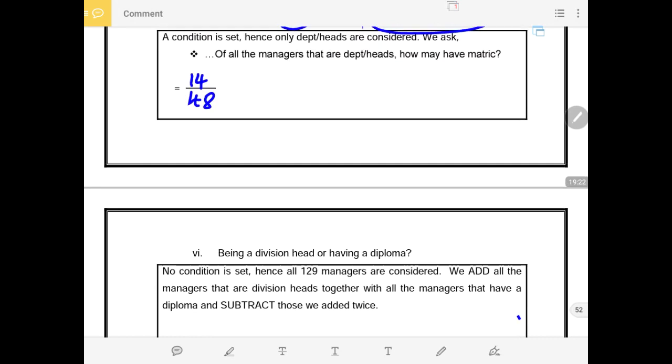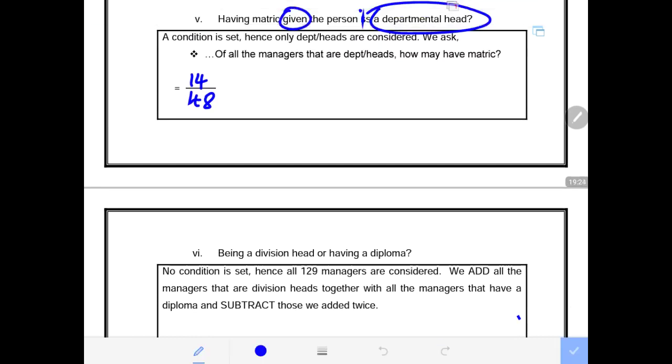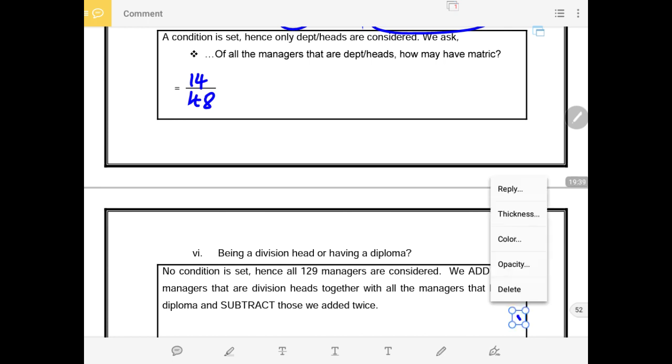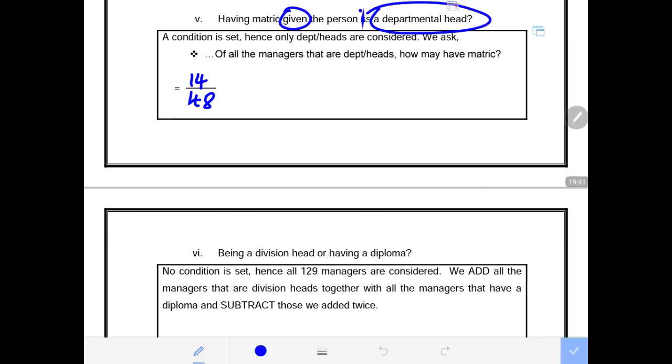Let us look for the second one. Being a division head or having a diploma. Do you see the word or? I said to you that whenever there is this connector, I forgot the English name for it now, but when we have the word or, we take the total, always. The total and the total and the total. And we take all 129, the population.